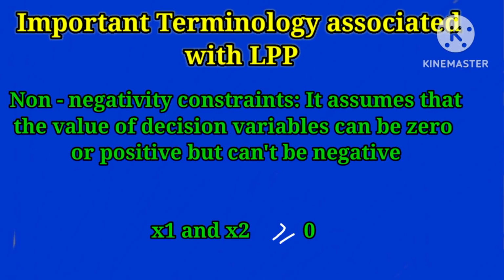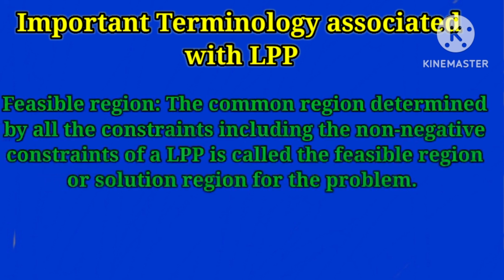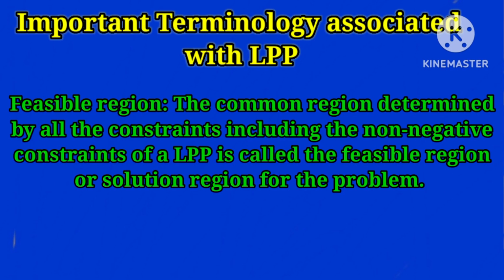Non-negative constraints. It assumes that the value of decision variables can be 0 or positive but cannot be negative. That is, x1 and x2 should always be greater than or equal to 0, right? Next is feasible region. The common region determined by all the constraints, including the non-negative constraints of a linear programming problem, is the feasible region, or this is also regarded as the solution region for the given LPP.